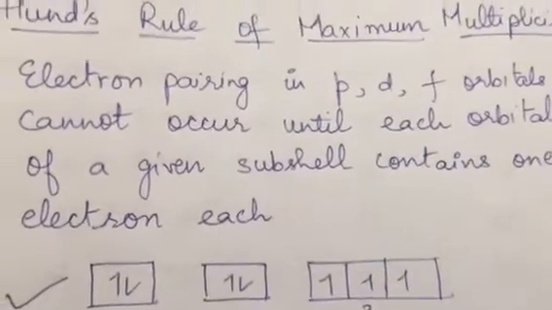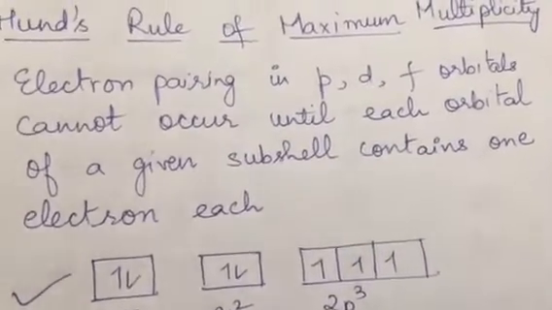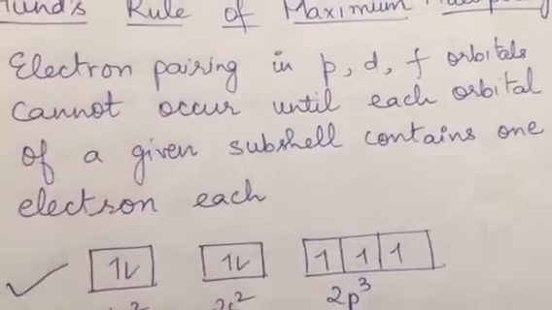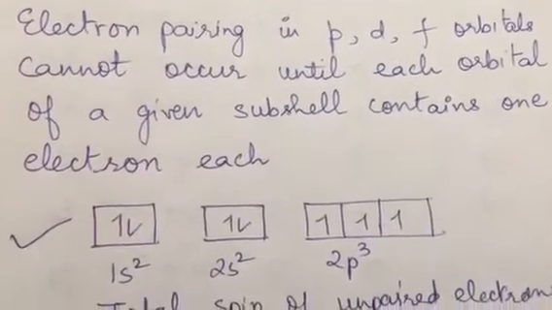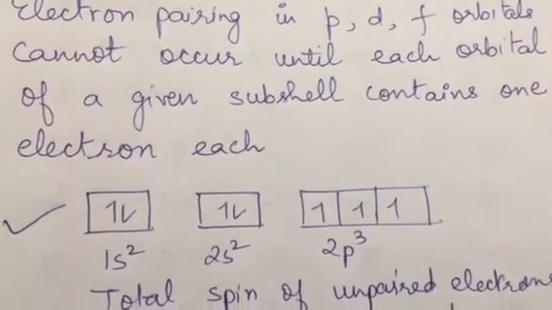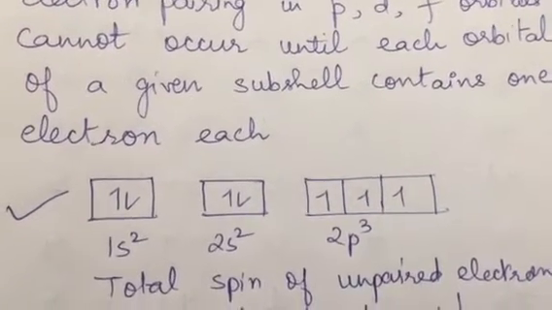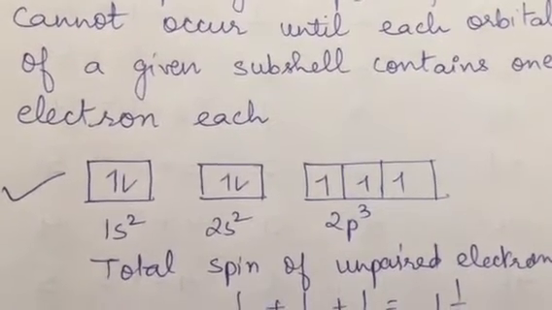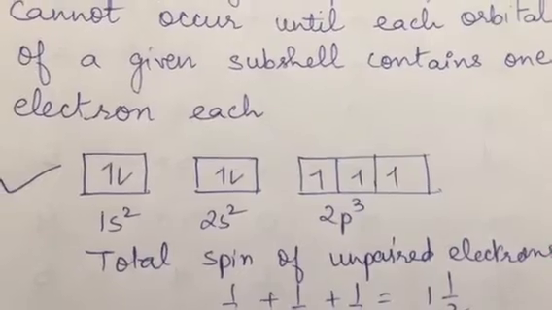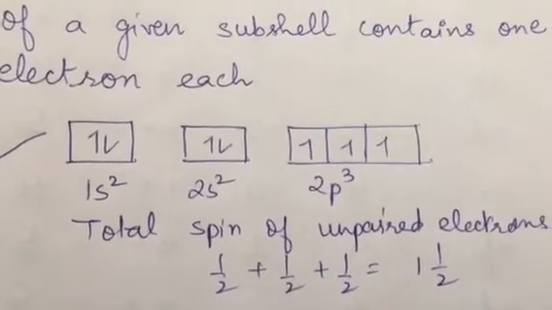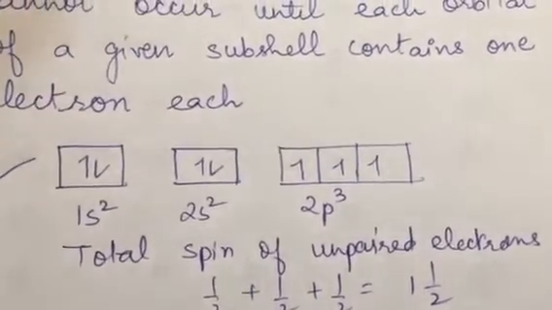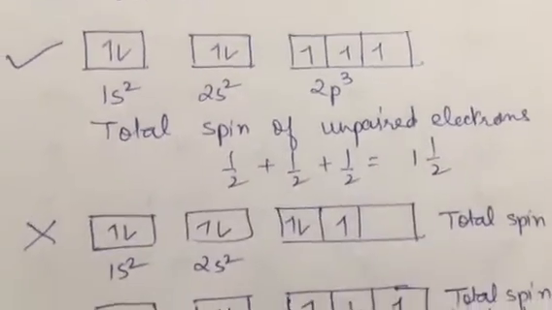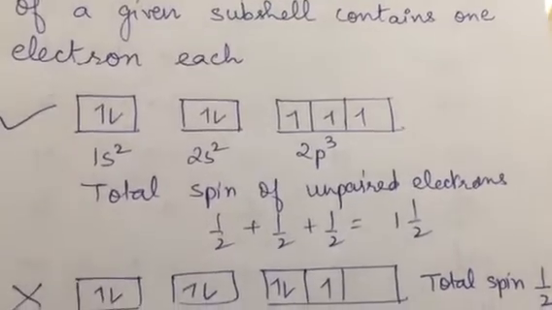Next is Hund's rule of maximum multiplicity, which says electron pairing in p, d and f orbitals cannot occur until each orbital of a given subshell contains 1 electron each. So if you see 2p orbitals, then these 2p orbitals, 2px, 2py, 2pz, first should be given 1 electron each. Once they are given 1 electron each, then the pairing can take place. So total spin in this case is 1.5.